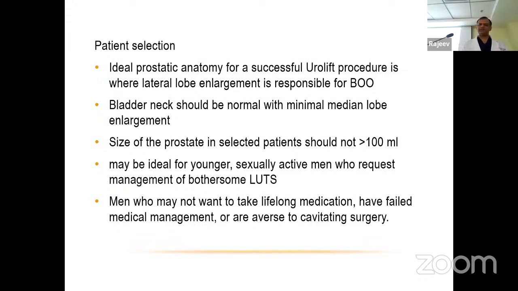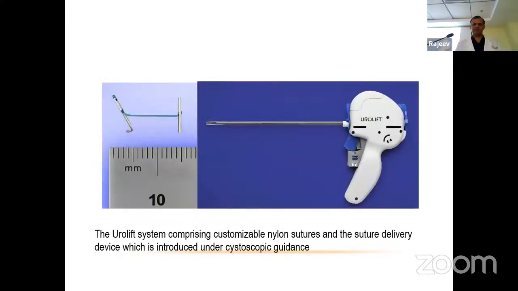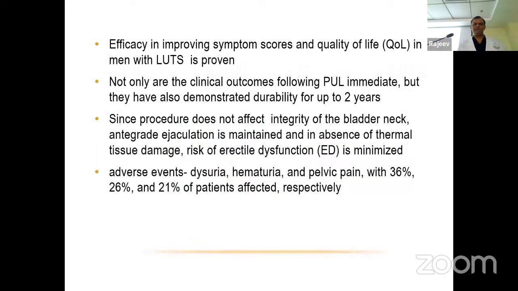For patient selection, the ideal prostatic anatomy for a successful UroLift procedure is where lateral lobe enlargement is responsible for bladder outlet obstruction, and the bladder neck should be normal with minimal median lobe enlargement. The size of the prostate in a selected patient should not be more than 100 cc. It may be ideal for younger sexually active men who request management of bothersome LUTS, or patients who are averse to cavitating surgeries. This is the UroLift device, comprising a customizable nylon suture and a suture delivery device, which is introduced under cystoscopic guidance.